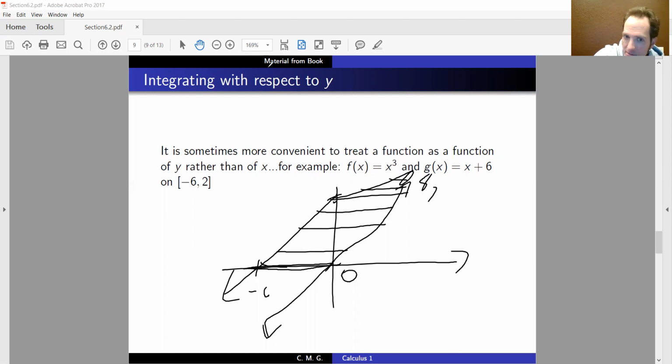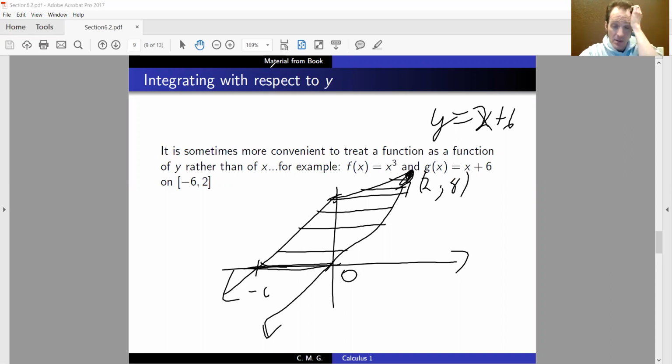So y here is 0. And then y here is what? So y here I can solve. y is just going to be 2 plus 6. So y here is 8. So this is actually 2 comma 8. That was my mistake, sorry about that. So this is not at 8, it's actually at 2 comma 8, right? So it's vertically at 8, horizontally at 2. So my integral here is going to be from 0 to 8.